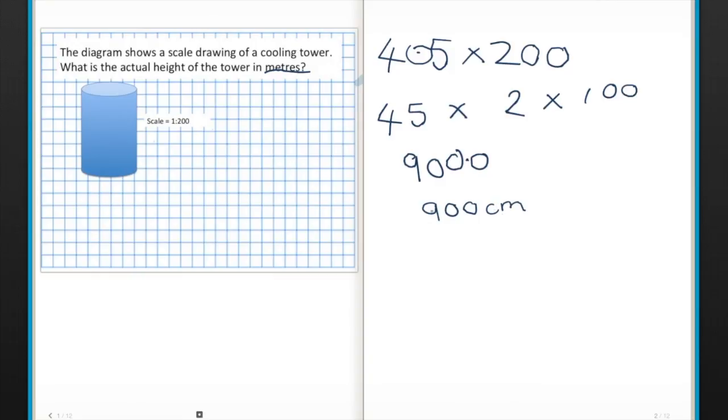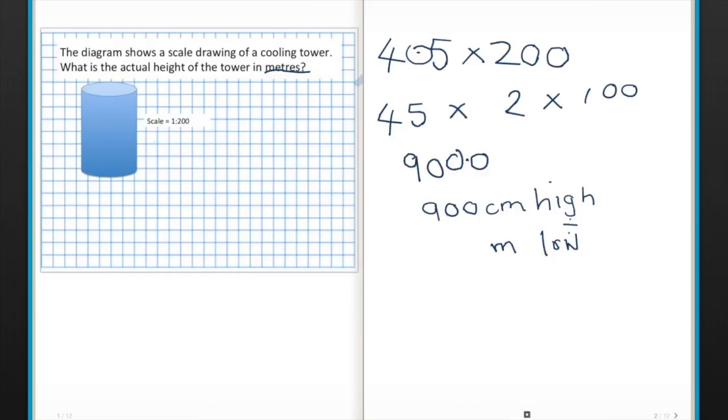Small thing, high voice, high number. So I've gone from a high number, and I want to go to metres. Big thing, low voice, low number. So how do I get from a high to a low number? I divide. What am I dividing by? Well, 100 centimetres is a metre, so I'm dividing by 100.